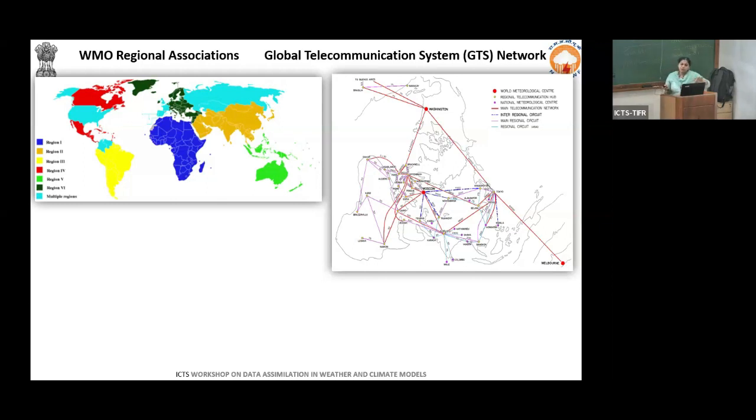This is just to show the network, how the data is transmitted through the GTS. At New Delhi we have one Regional Telecommunication Hub. Almost all the global data comes to RTH Delhi, and from RTH Delhi it is immediately transmitted to NCMRWF. We are getting the data from RTH Delhi every 15 minutes.